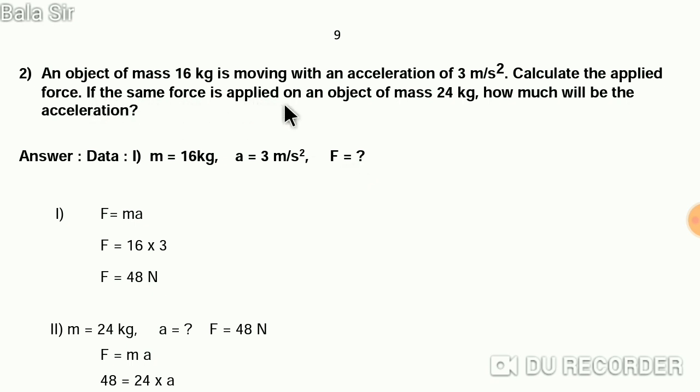If the same force is applied on an object of mass 24 kg, how much will be the acceleration? Before that we will calculate the applied force. F is equal to ma. This is the formula for force. In Newton's laws, you have studied the second law: force is equal to mass into acceleration. So F is equal to ma. M is 16, A is 3, so 16 times 3 is 48. So you get the value as 48.